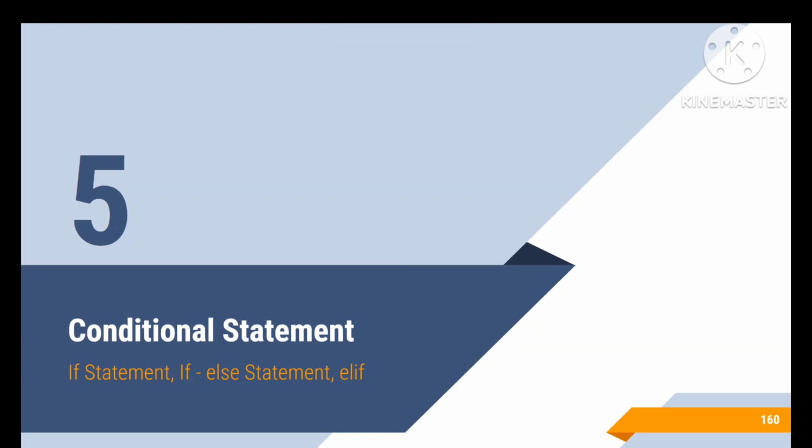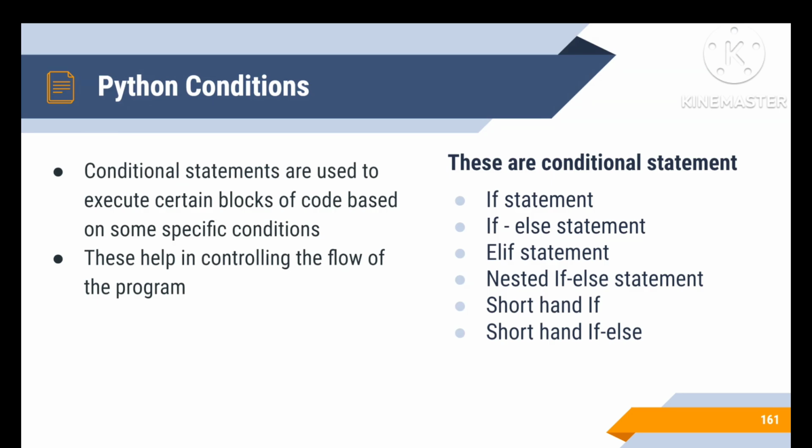In the previous video, I told you about Python dictionary methods. Today we are discussing conditional statements in Python. Conditional statements are used to execute certain blocks of code based on specific conditions. These are some conditional statements: if statement, if else statement, elif statement. So let's talk about the if statement.